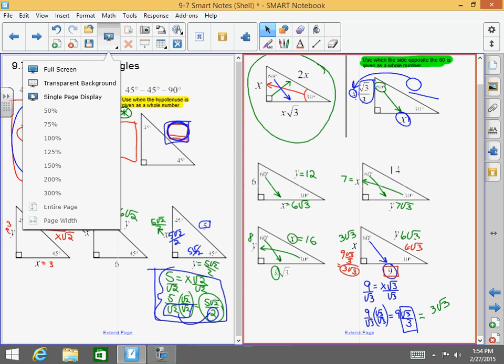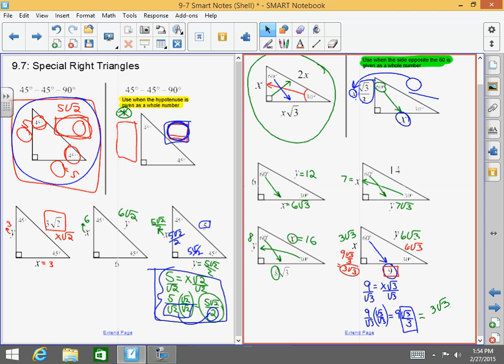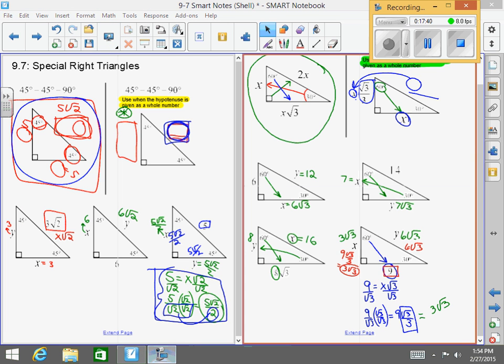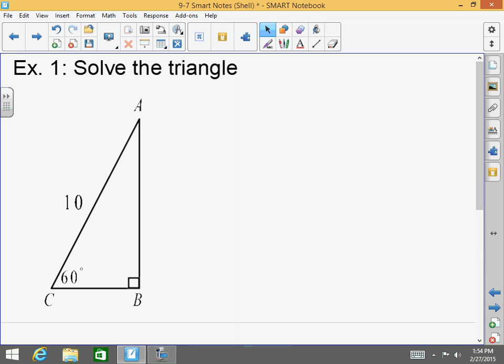What's going on with this? I just want a single page. Okay, let's try this again. And we're going to pause. Okay, guys, we're back. All right.